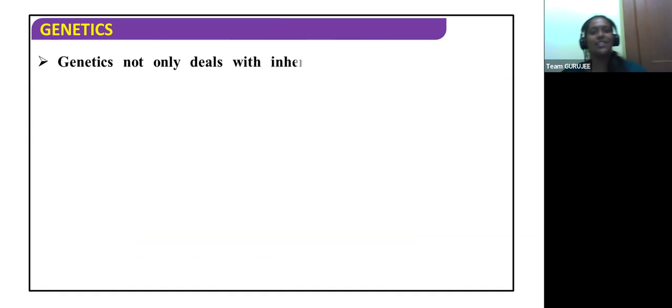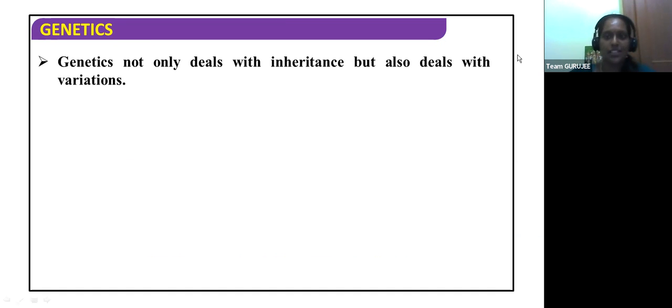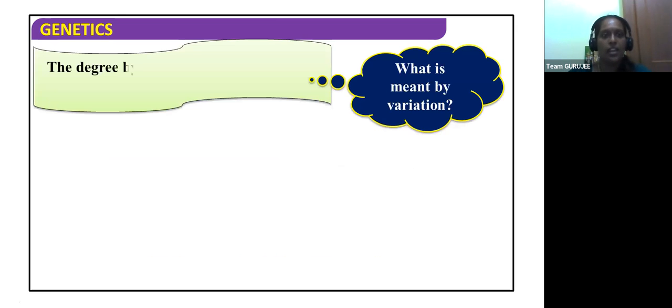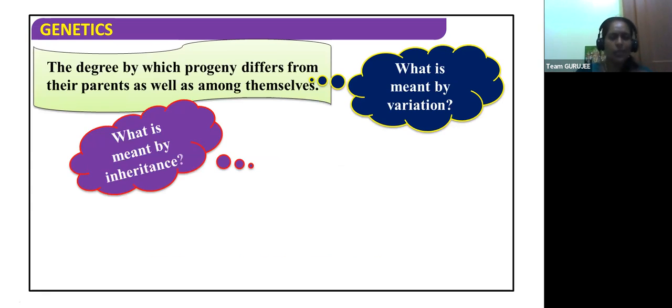Yes. So genetics not only deals with inheritance, but also deals with variation. So genetics deals with inheritance and variation. That's what we know till now. Yes. So what is variation?